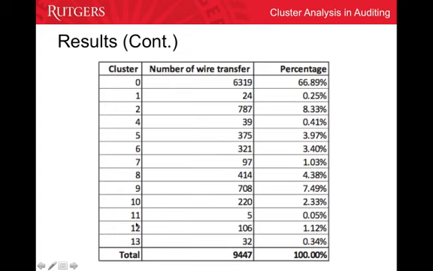And cluster 11 only has 5 points, which only occupy 0.05%, and cluster 12 has 106 points, which occupy 1.12%, and cluster 13 has 32 points, which equals 0.34%.